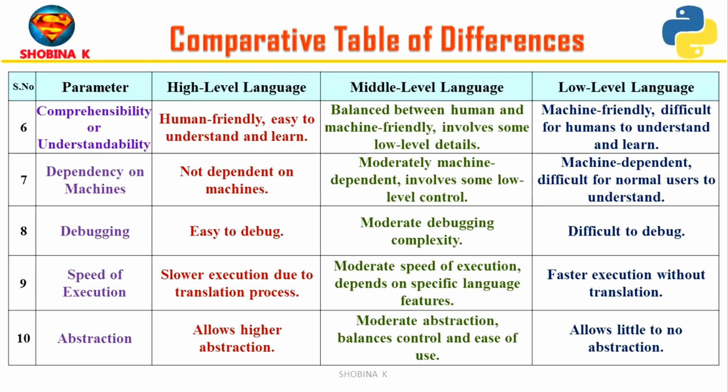And the next parameter is abstraction. High-level language facilitates greater abstraction. The assembly language is moderately abstract. It finds a middle ground where the language provides a level of control for the programmers to manage the low-level details, while also ensuring that the language is user-friendly and accessible, making it easier to write and understand. Whereas machine language offers very little abstraction.